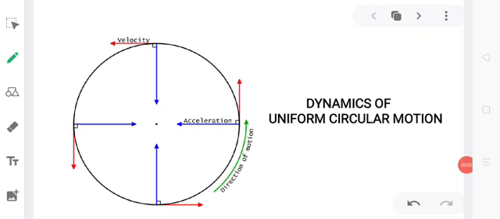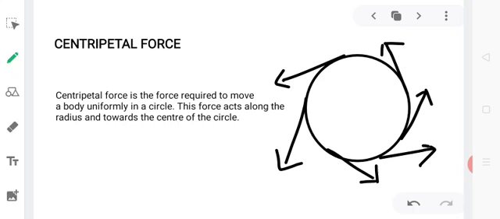Welcome back, students. Today we'll be covering the topic dynamics of uniform circular motion. Let's begin with the concept of centripetal force. Centripetal force is the force required to move a body uniformly in a circle. This force acts along the radius and towards the center of the circle.